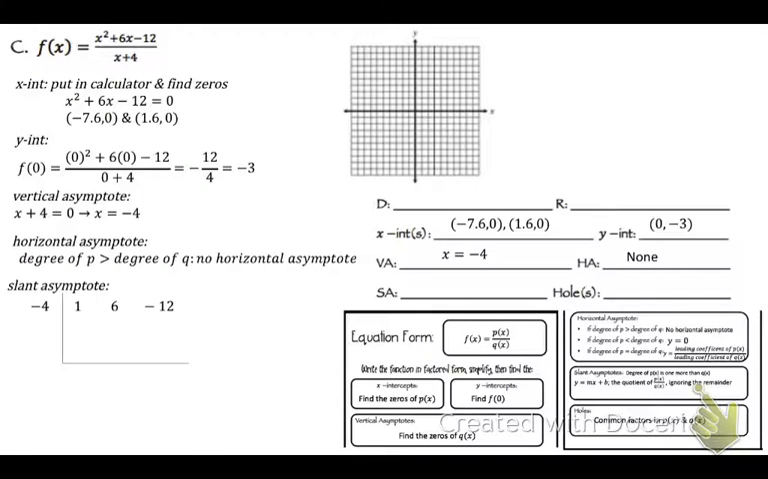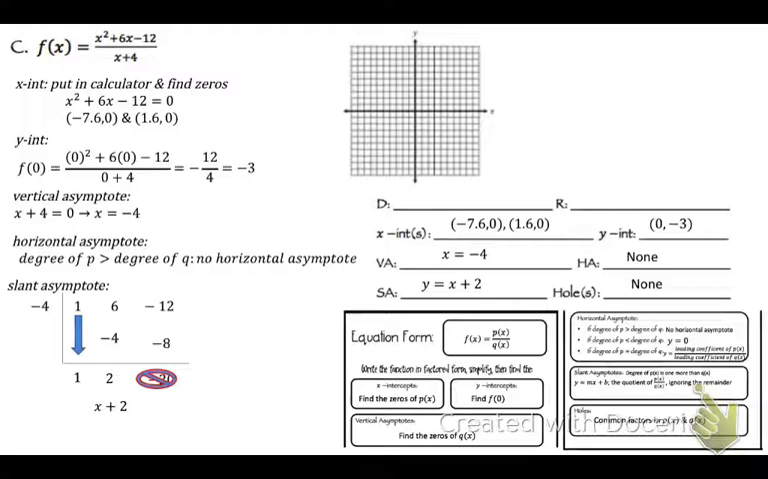We do have a slant asymptote, and I'm going to use synthetic division to find that. So I'm going to divide the top by the bottom. Put negative 4 on the outside, the coefficients on the inside, so 1, 6, negative 12. Bring down that first number, multiply, add, multiply, add. You ignore the remainder, and so we're just left with x plus 2. So my slant asymptote is y equals x plus 2. Then the hole, there isn't one.